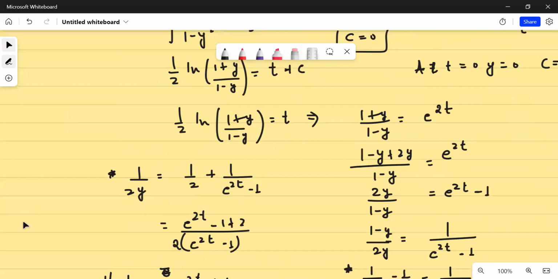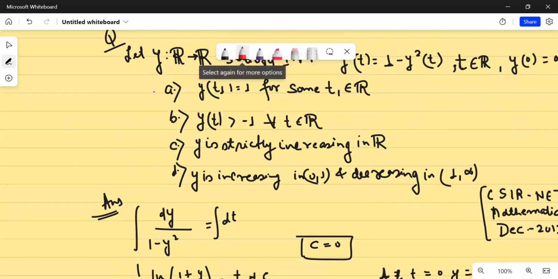So till now we have done two options. So first option is correct. Y(t) is increasing in R, that is also correct. And don't worry, in mathematics, in NET examination, more than one option can be correct. So don't think that this cannot be the case. It is the case indeed.